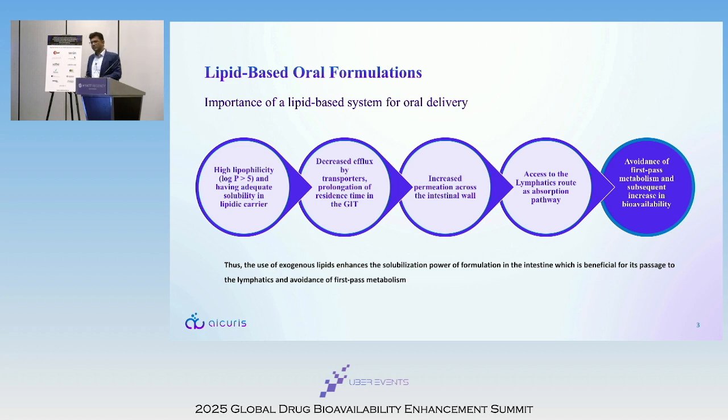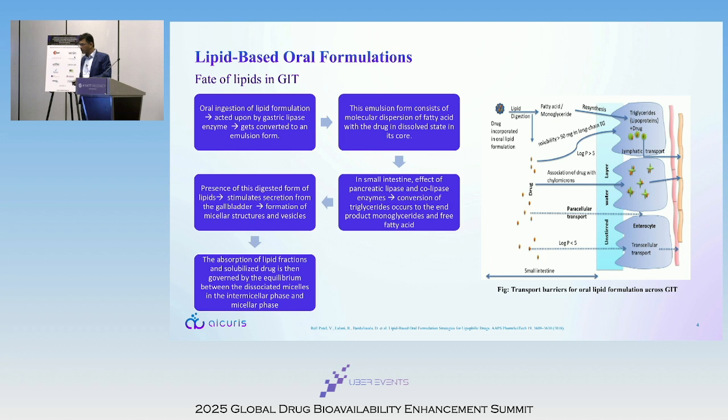And then sometimes, being anti-infectives or from the oncology category, maybe you want to target the lymphatic route, and you want to rule out the first pass metabolism. So all these factors can help to select the lipid-based drug delivery system for further development. How do they work basically? So this understanding of the digestion of the lipids in the GI tract is very, very important.